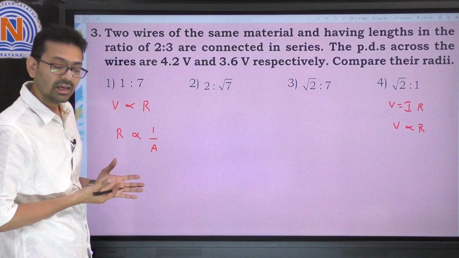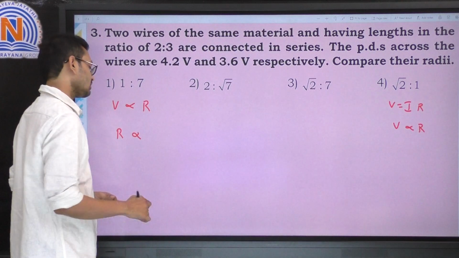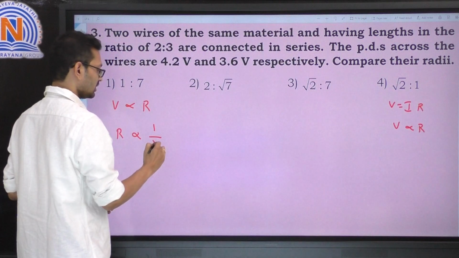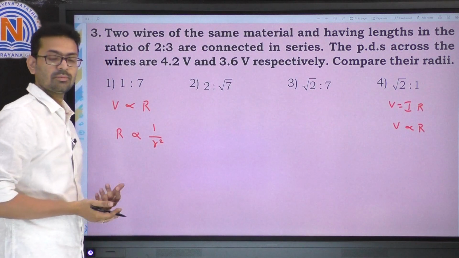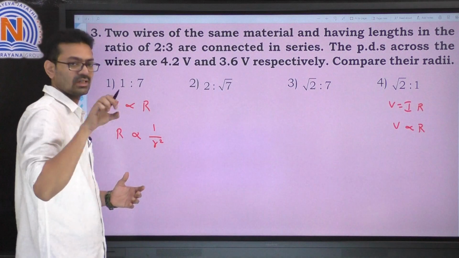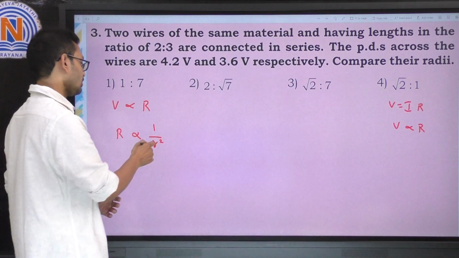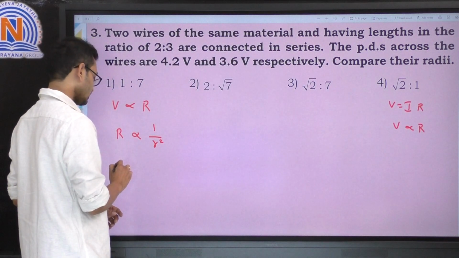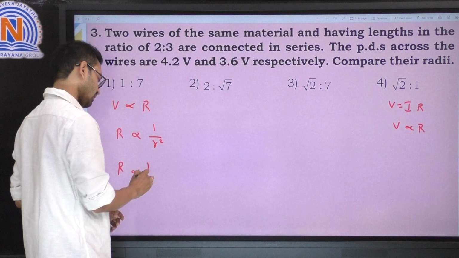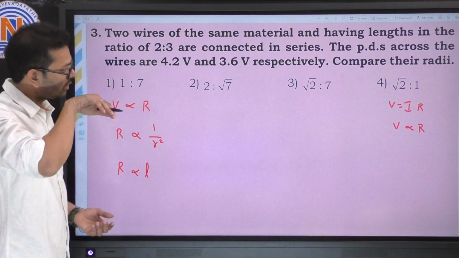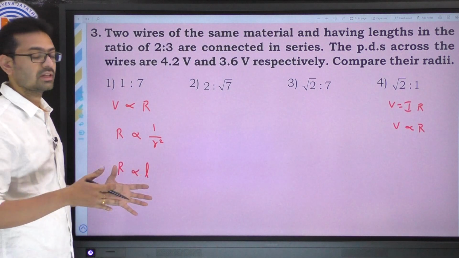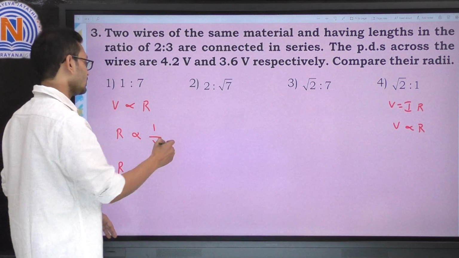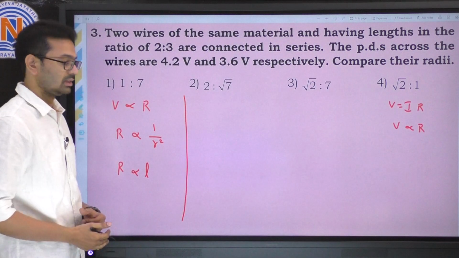When I am talking about area, I would like to discuss it in the form of radius, which I am going to write as pi R square, because the area of a circle is pi R square. Now I am going to take it as R square. R is directly proportional to L, that means length. Resistance is directly proportional to length, and resistance is inversely proportional to the area. So when I substitute this, I would be getting it in this way.